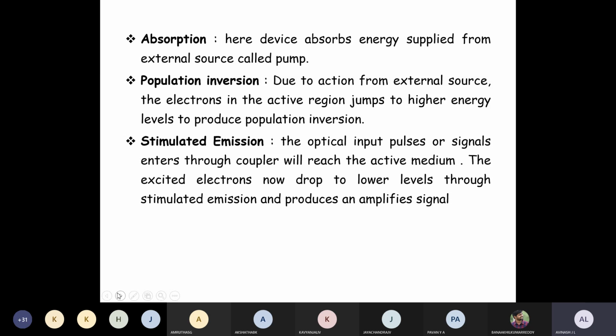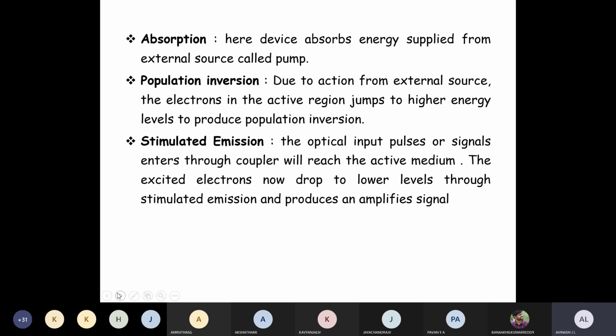So in the definition of absorption, the device absorbs energy supplied from an external source, which is called the pump. In the absorption process, when the pump acts, it pumps the current. That current pumping leads to the absorption of light energy. That is the process that happens.